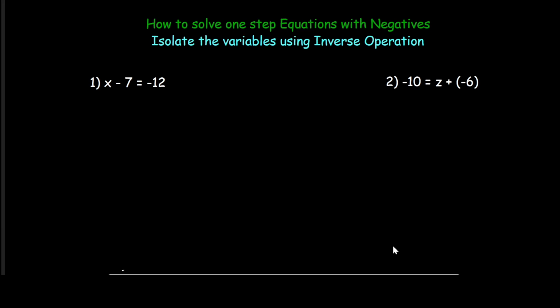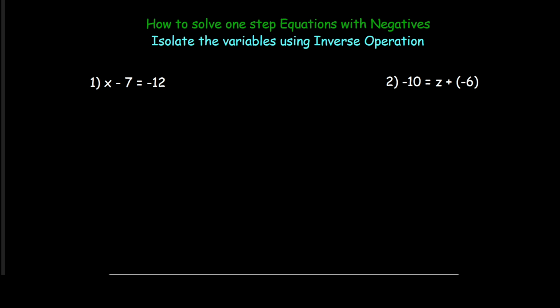In this video, I'm going to cover how to solve one-step equations with negatives. We are solving multiple examples with addition, subtraction, multiplication, and division. When we solve one-step equations with negatives, we solve them the same way we solve one-step equations that have only positives. We want to isolate the variable by inverse operation.